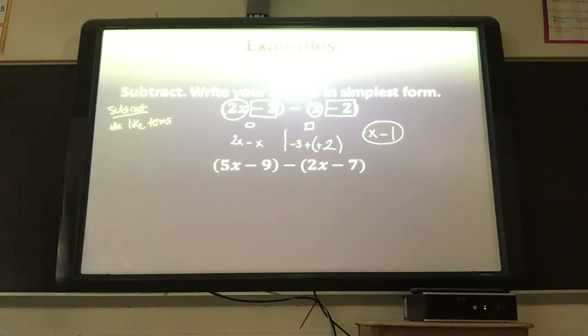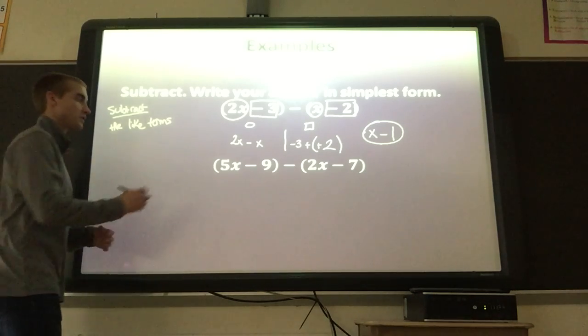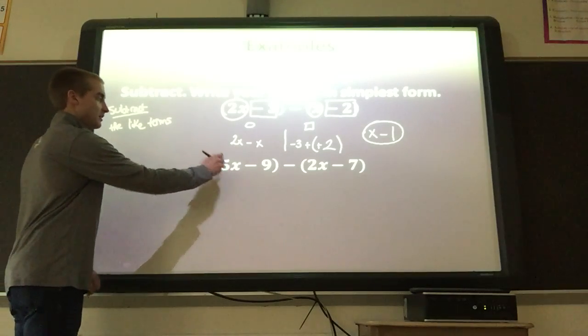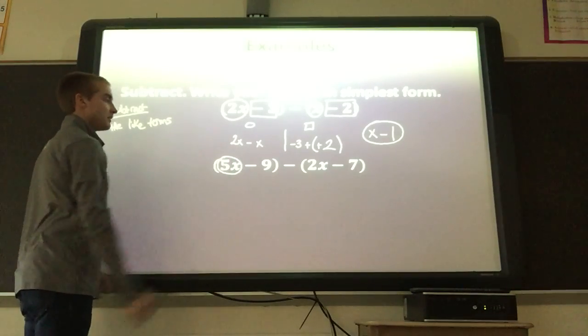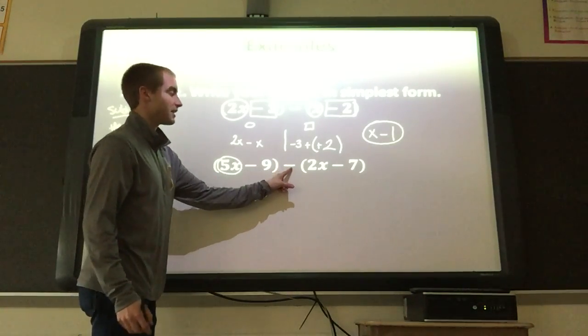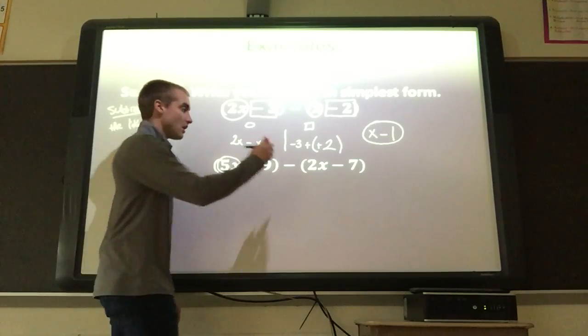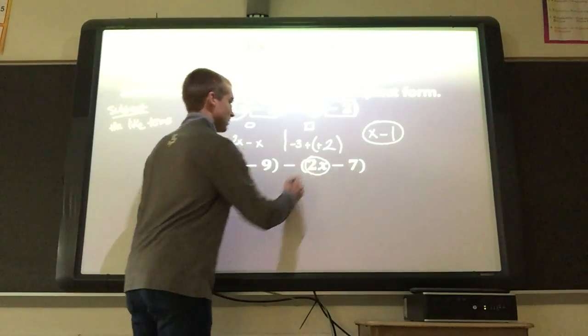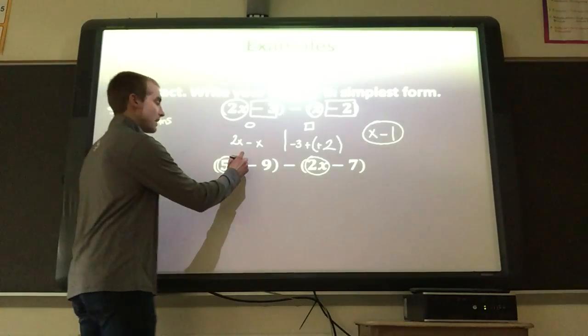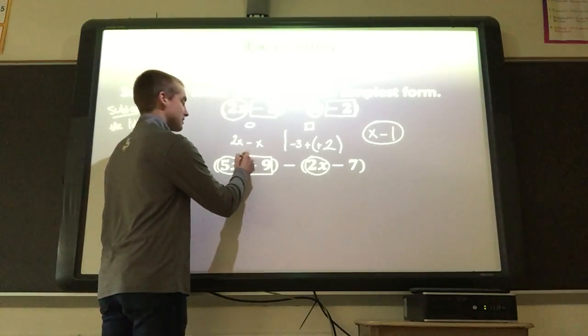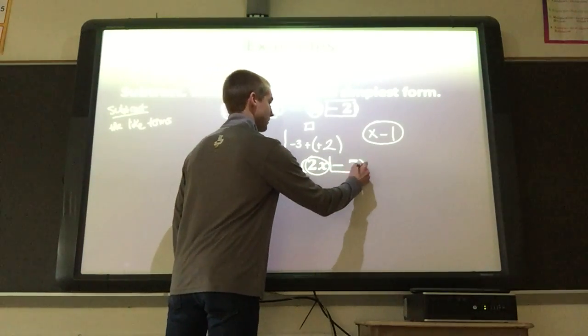Okay, so I'm going to go into the next example and we'll see if it makes a little more sense. So we've got 5x, we'll circle. And then since the minus sign here is outside of the parentheses, it does not go with the 2x. So we're just going to circle a 2x. And then we're going to box in a -9 and a -7.